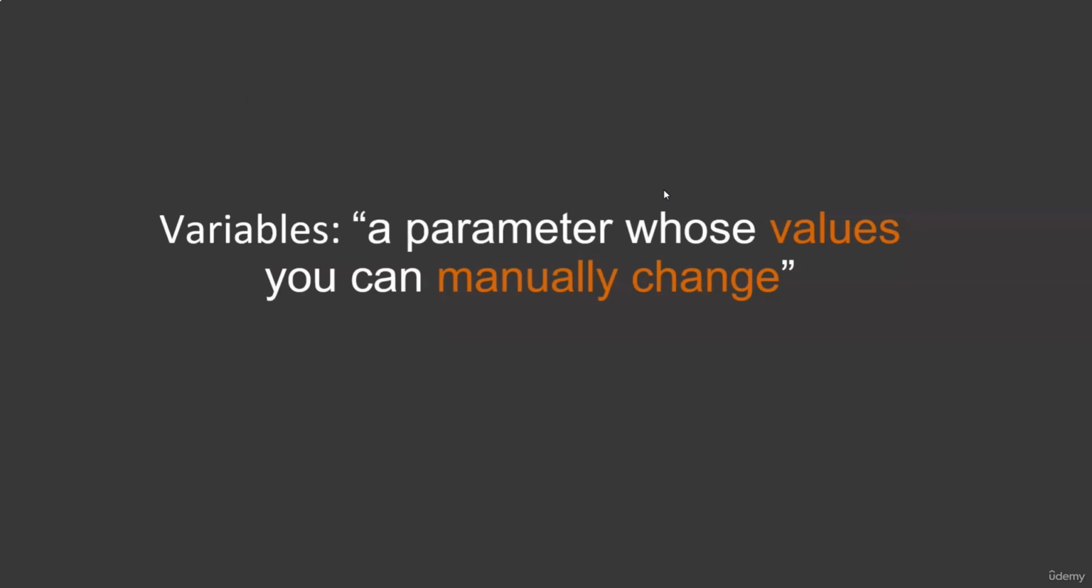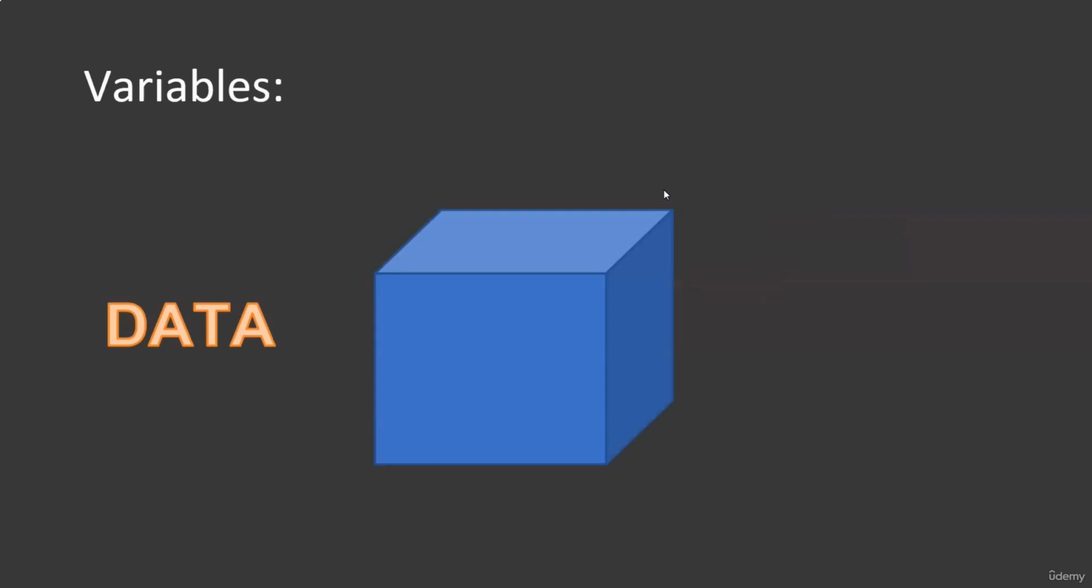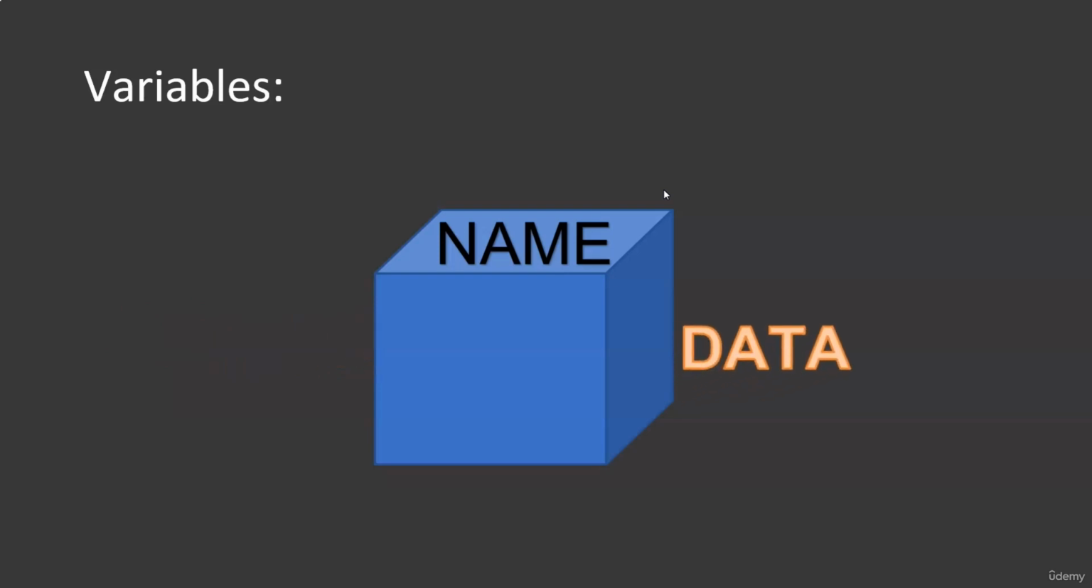In short, variables are parameters whose values you can manually change. If you've not come across the concept of variables before, I want you to think of them like little boxes in your programs. Each box can have a name and can hold a certain value inside it. When you assign a value to a variable, you put data into the box. When you reference a variable, you get the data back out. That's important, so let me say that again: when you assign a value to a variable, you put data into the box, and when you reference a variable, you get the data back out.